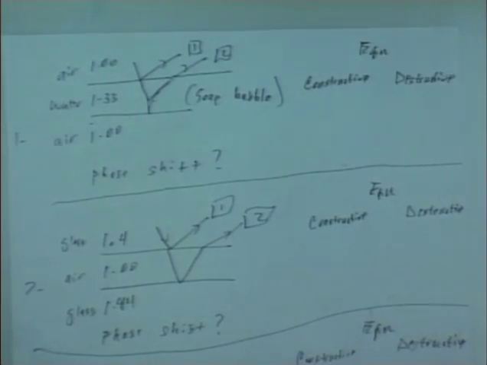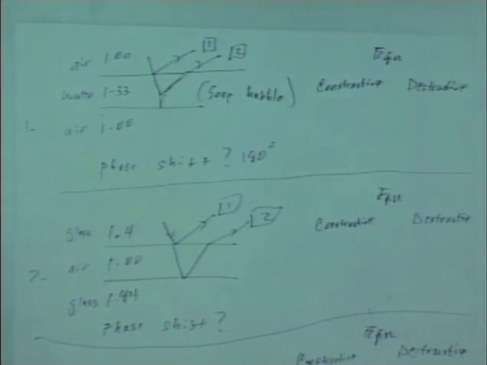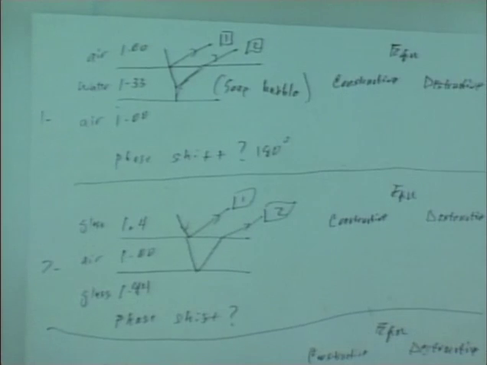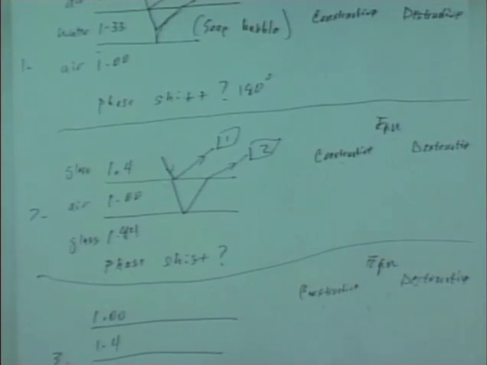So the total phase shift was 180, and then it'd be these guys. It'd be these two. This is your constructive equation. Here's your destructive interference equation. All right. Question 2.